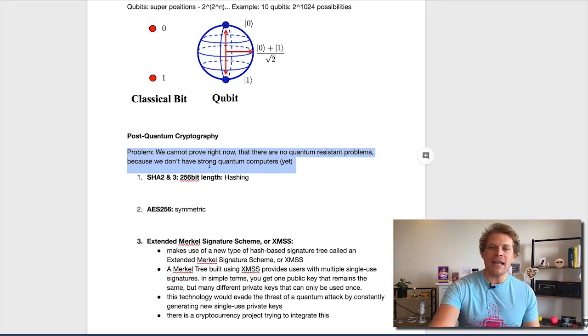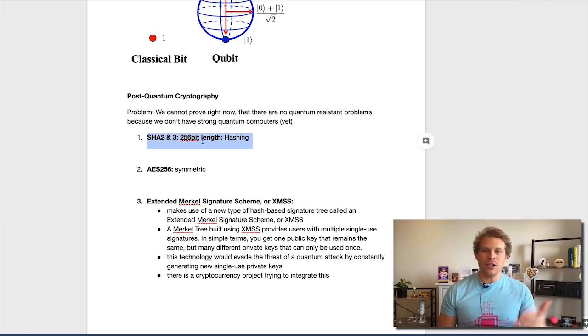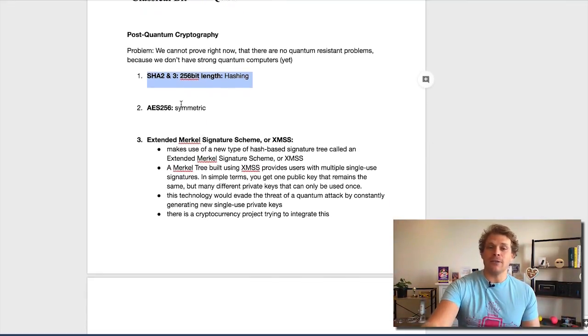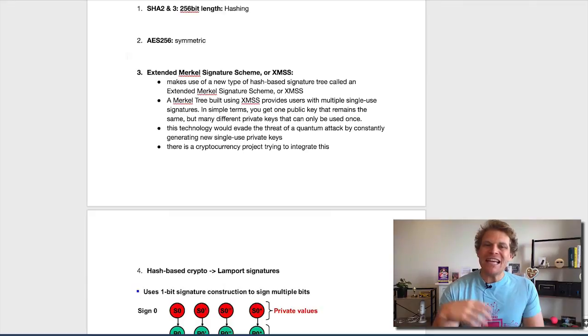So the first one is hashing, SHA-256 or SHA-2 and SHA-3 with at least 256 bit length. That's quantum proof. You cannot back calculate that. Then the Advanced Encryption Standard. Same thing, it's symmetric, so it's quantum proof. Only the asymmetric ones have a problem. So let's talk about some of the asymmetric schemes.